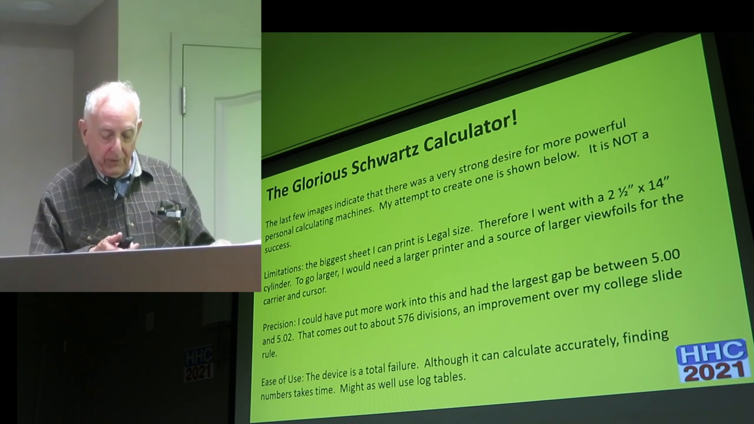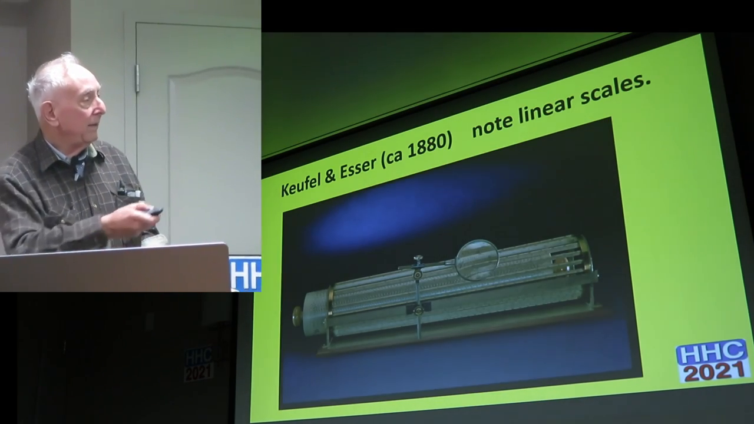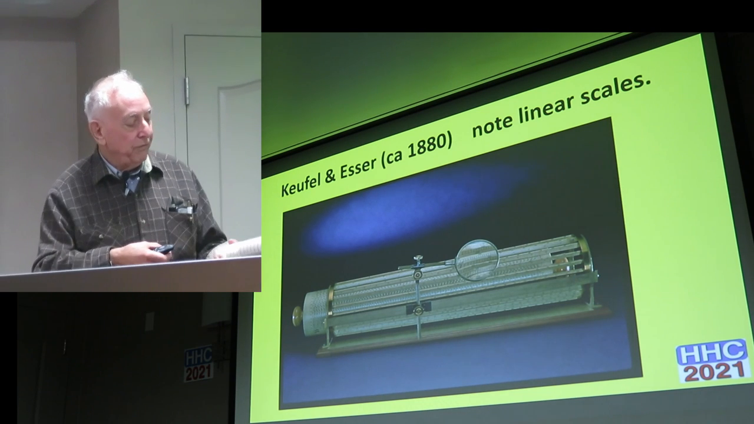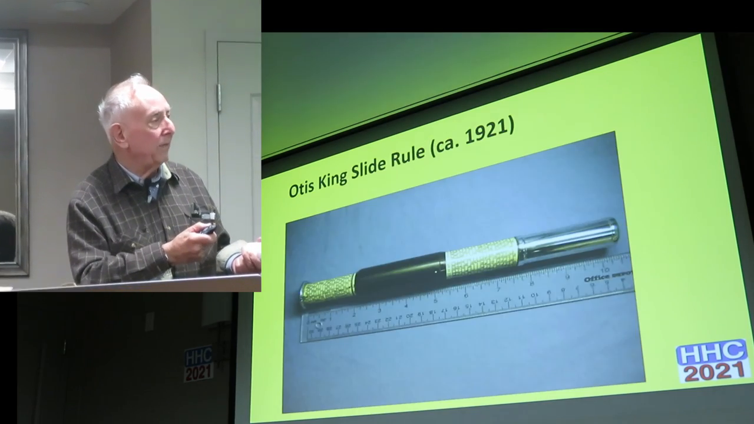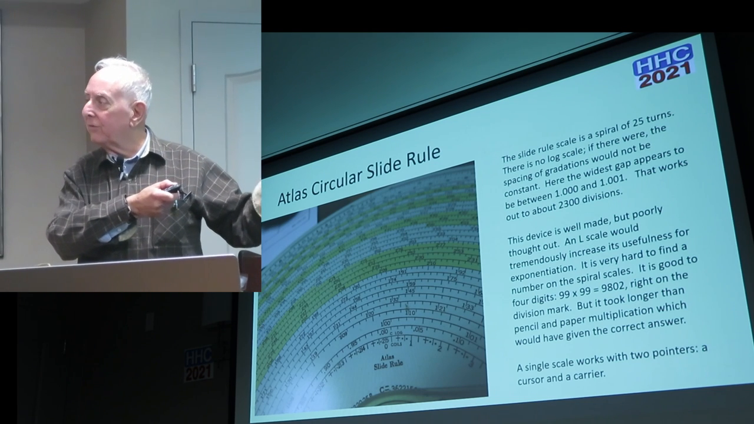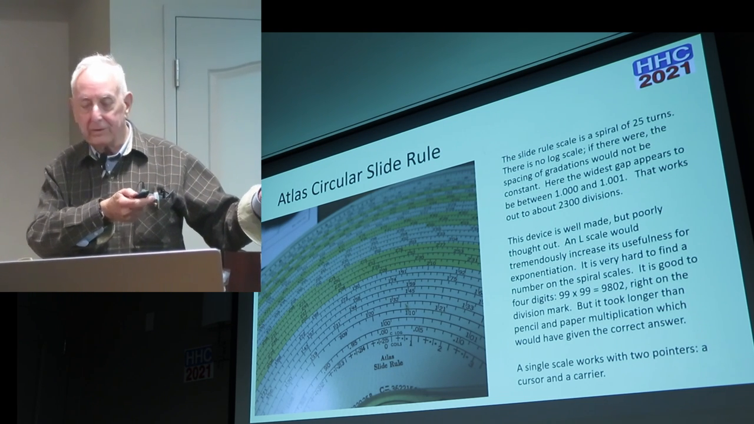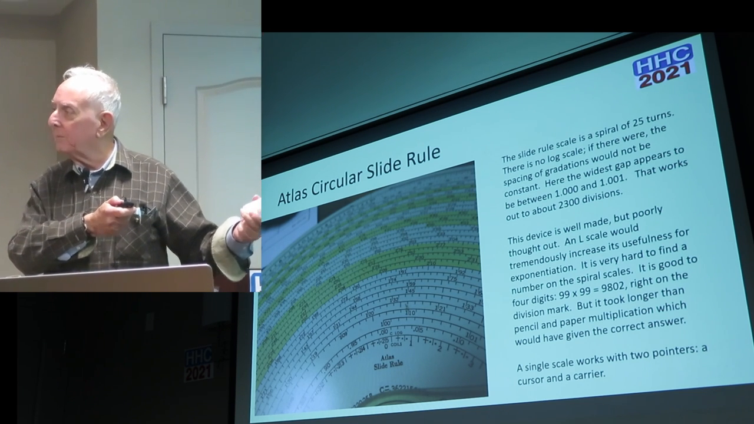Well, anyway. The problem, if you try to use this thing, is the same problem you would have had with that other linear slide rule: finding numbers on the spiral scale. The same problem you have with the Atlas circular slide rule. Finding the numbers takes so long and is so difficult that it's just not worth the bother. You're better off with just log tables.